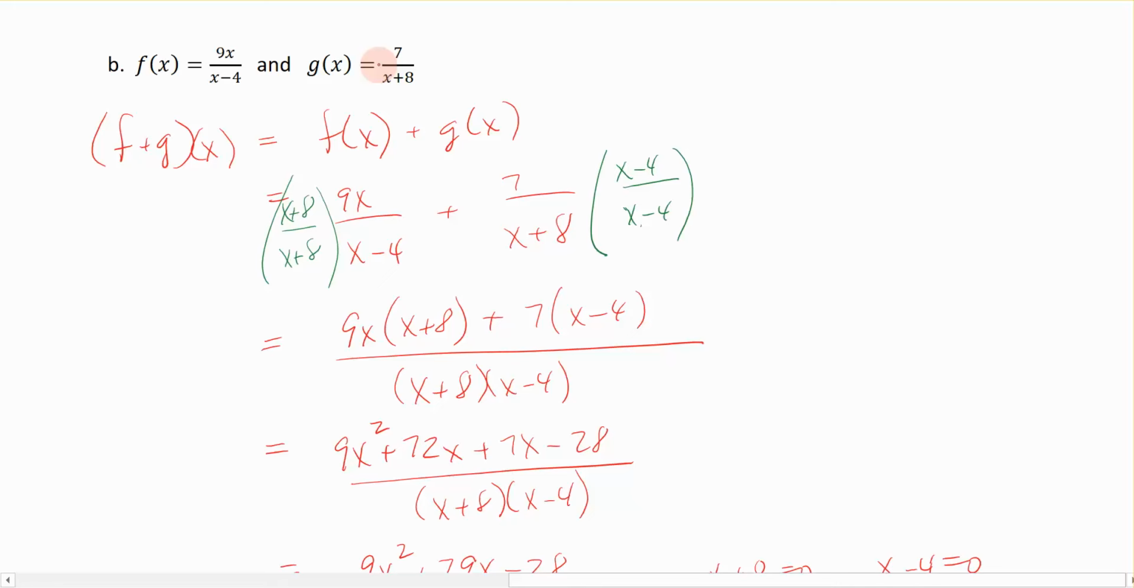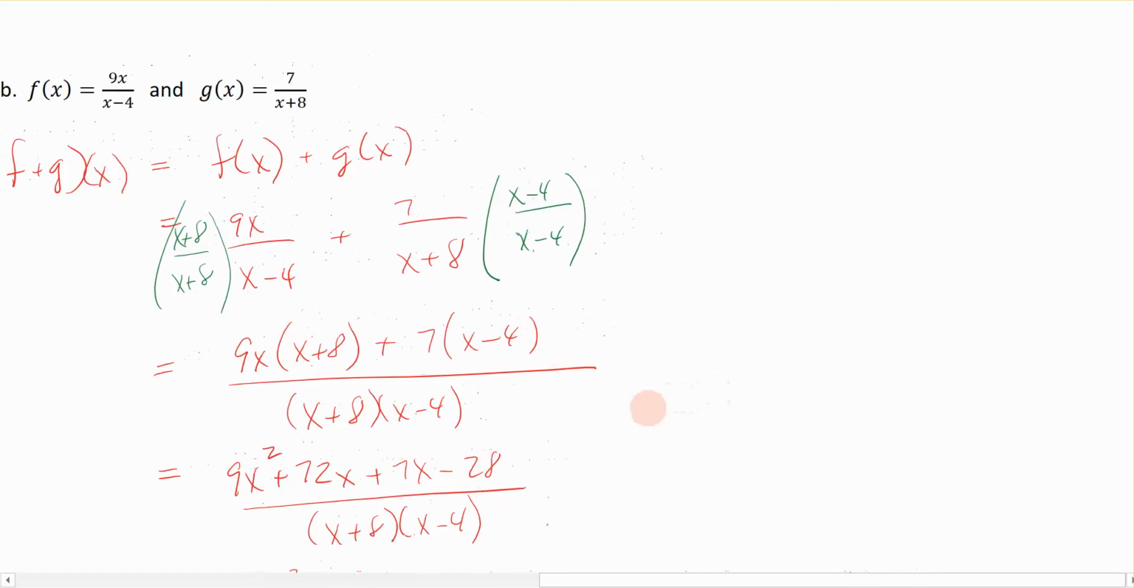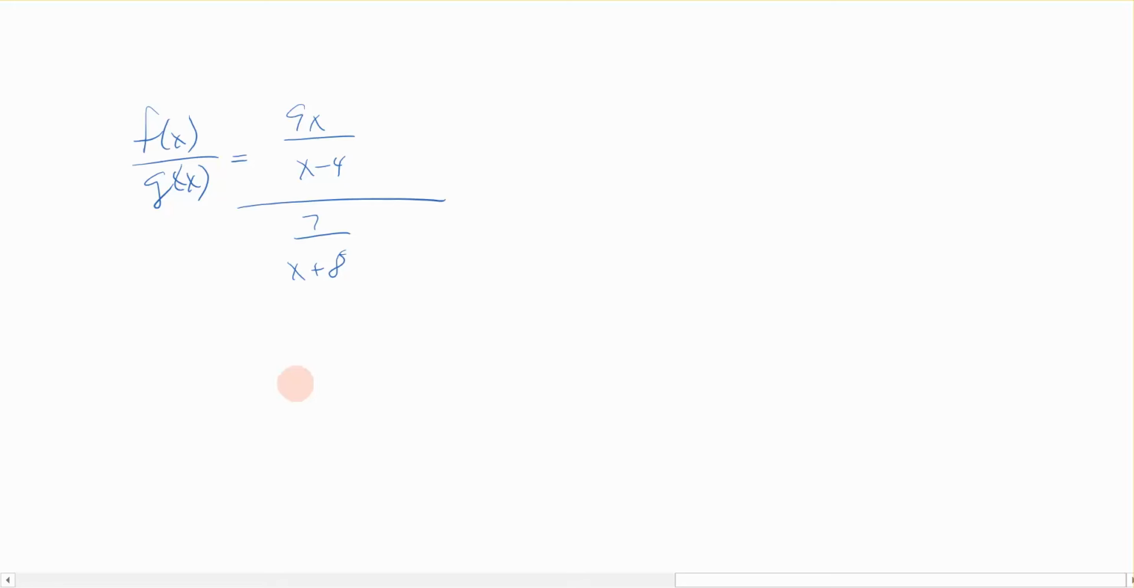The other instructions I was given for these examples: I already did the sum, so now I want to do the quotient, or division. I'm going to do it over here so we can still see the functions. So f of x divided by g of x is how we do the quotient. f of x is 9x over x minus 4 divided by g of x, which is 7 over x plus 8. Now I can slide it over.